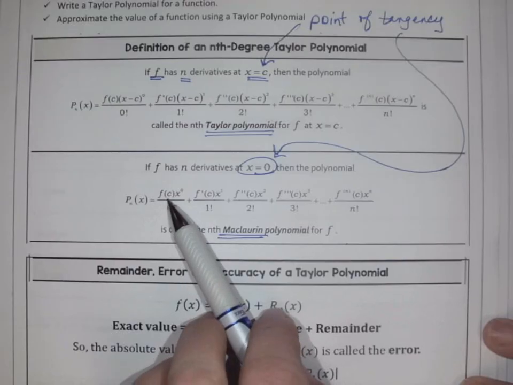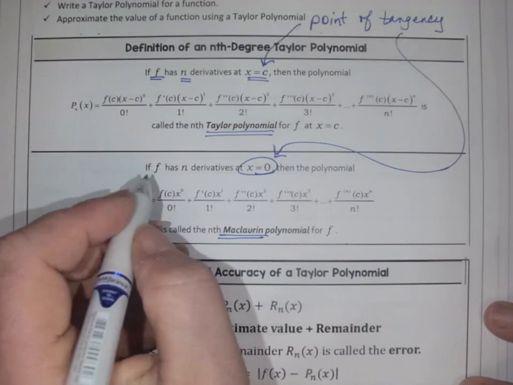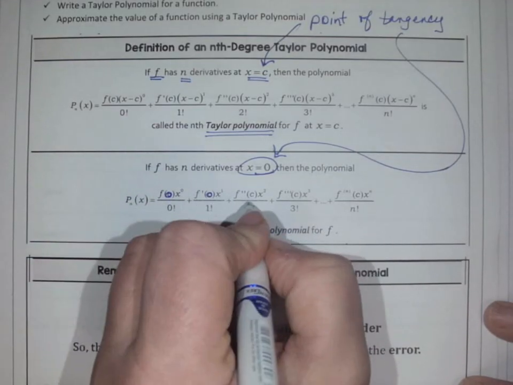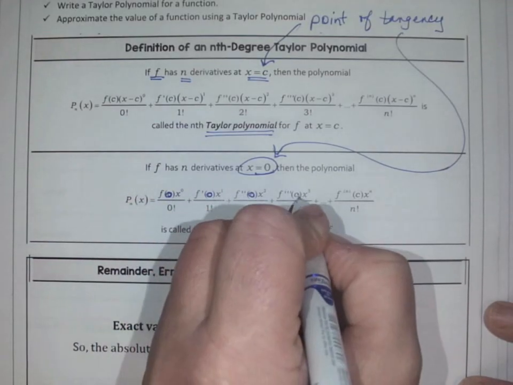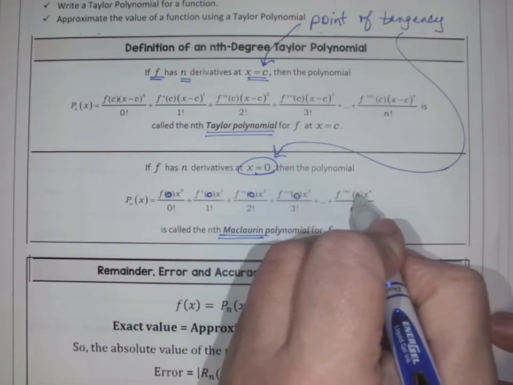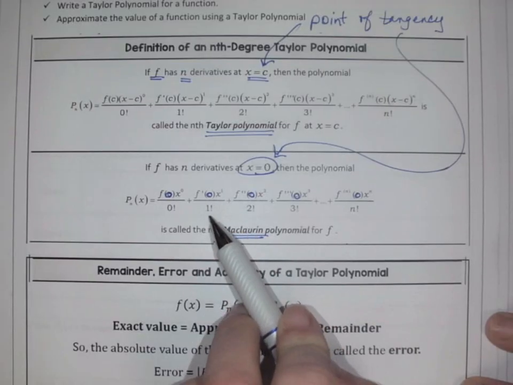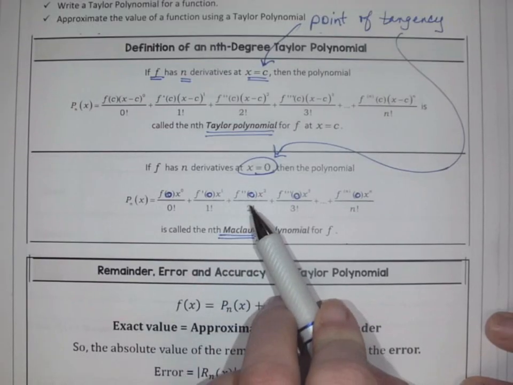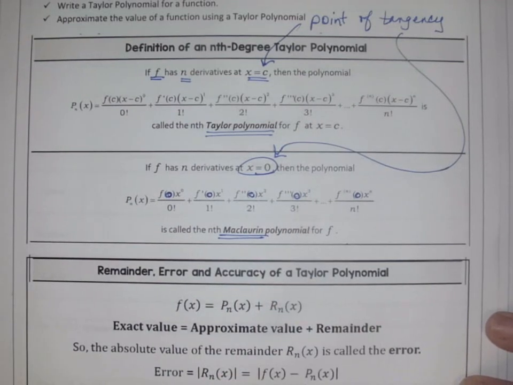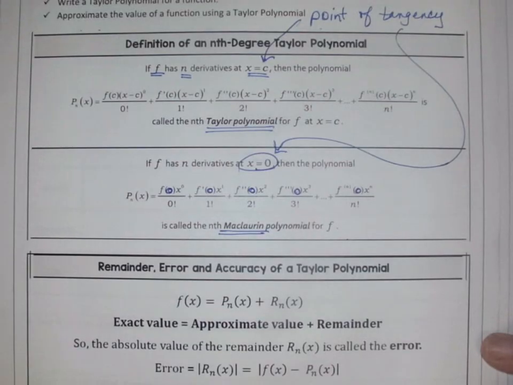So it's f of c times x to the 0 over 0 factorial. And actually, this f of c would be f of 0 because c is 0. And then this one would be 0. So then it would be the first derivative at 0 times x to the first over 1 factorial, f double prime at 0 times x squared over 2 factorial, so on and so forth. Okay, so I'll show you how we're going to use this in a minute.